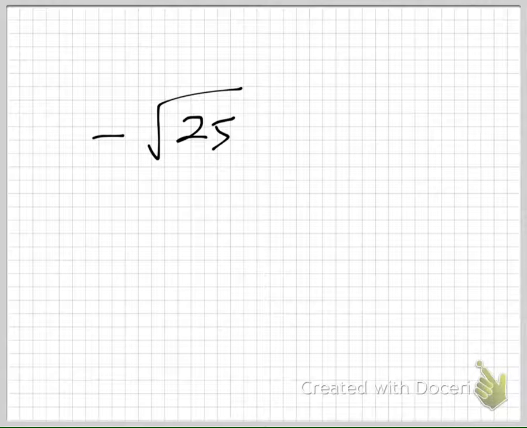What about this? Is that a rational number? Yes. Why? Because it can be written as a fraction. Can negative 5 be written as a fraction? Yes. How would you do that? Negative 5 over 1. Pretty simple, right? Okay. What about this?